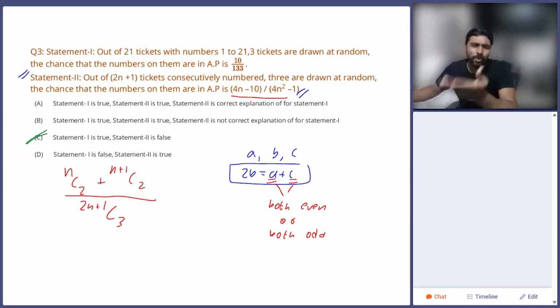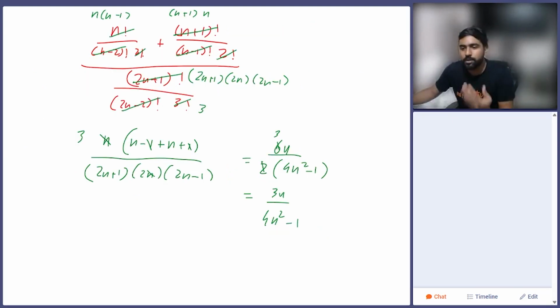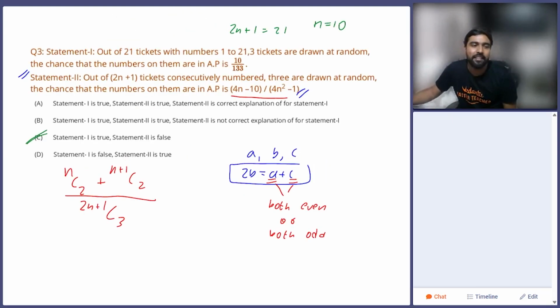Statement 1 you can also check. For 21, you just have to put what? n equals 10, right? 2n plus 1 is 21. So you just put n equal to 10 over here. So n equal to 10, what do you get? 30 divided by 400 minus 1, 399 part over here. That is equal to, if you cancel one of the 3, 10 upon 133 will be the answer.